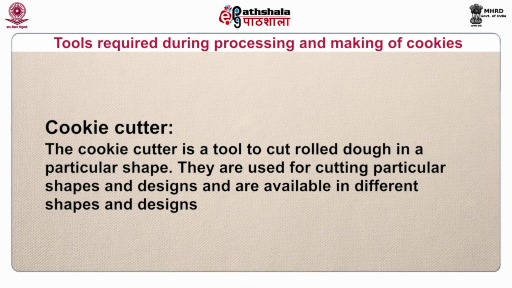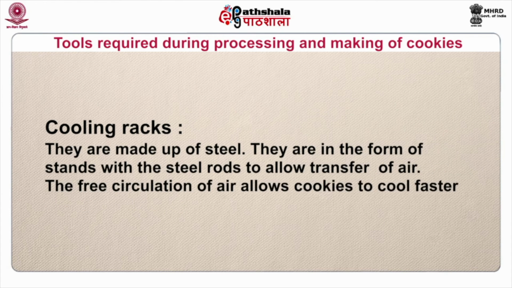Cookie cutter. The cookie cutter is a tool to cut rolled dough in a particular shape. They are used for cutting particular shapes and designs and are available in different shapes and designs. Cooling racks. They are made up of steel. They are in the form of stands with steel rods to allow transfer of air. The free circulation of air allows cookies to cool faster.